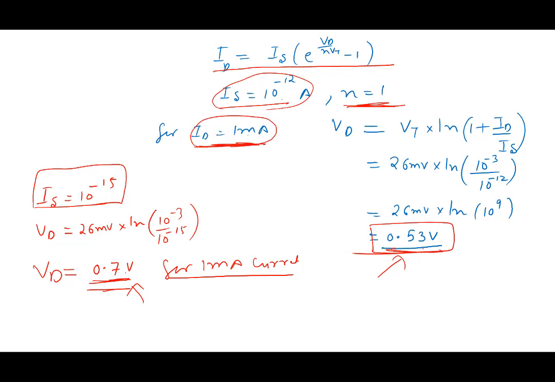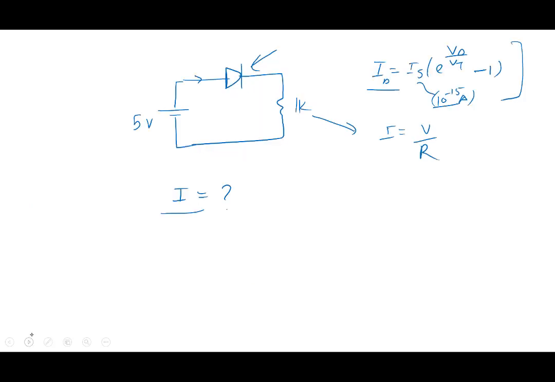If I change the current from ID equal to 1 milliampere to 10 milliamperes here, obviously this voltage is going to change. So the voltage across the diode depends on the nature of the diode, the IS and N, and it also varies with the ID that you have here. So with that, we said, okay, let's look at this particular problem. This is where we were.